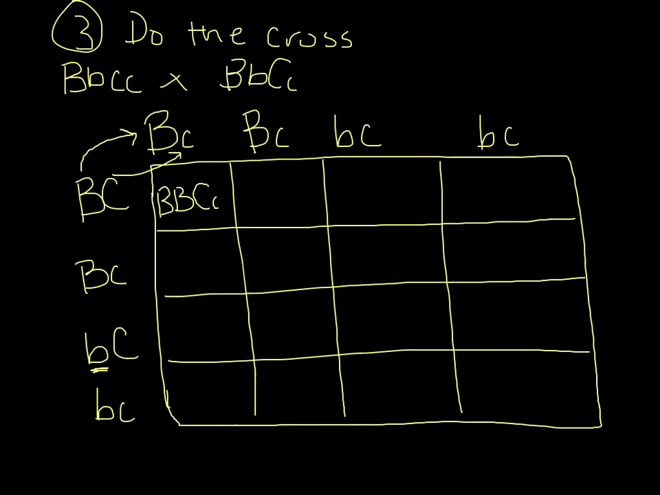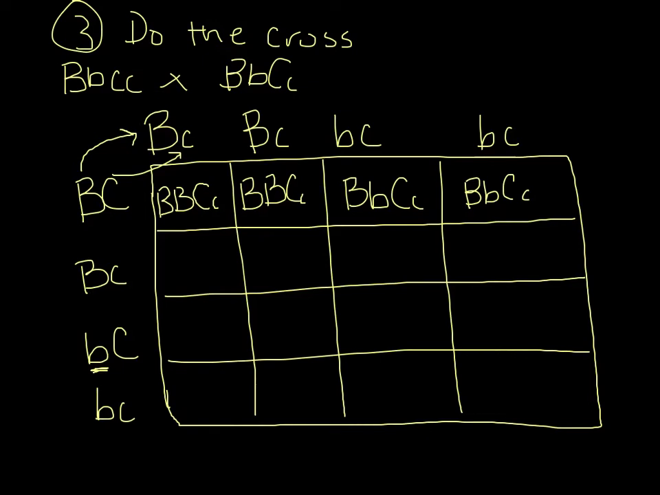Okay. All right. Now for the next one. The next one, the big B is going to go with the big B. And the big C is going to go with the little c. Next one's going to be big B, little b, big C, little c. Next one's going to be big B, little b, big C, little c. Okay, there's the first row.